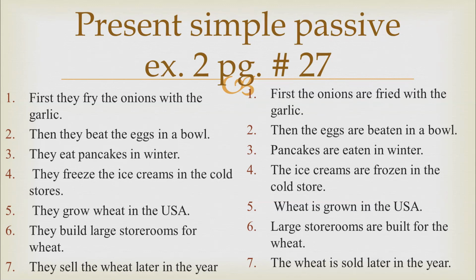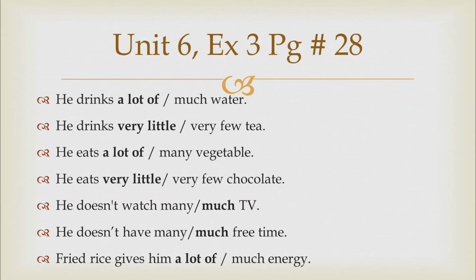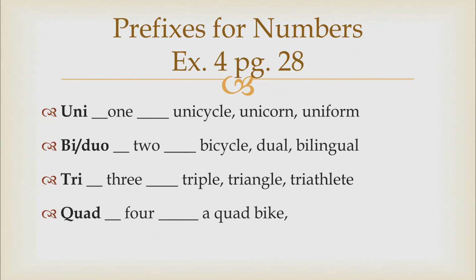These are quantities that we use with uncountable nouns. He drinks a lot of water. Uncountable liquid. A lot of water. He drinks very little tea. Uncountable, very little. He eats a lot of vegetables. He eats very little chocolate. He doesn't watch much TV. He doesn't have much free time, and fried rice gives him a lot of energy. Revise this exercise as well. Then come to exercise number 4 at page number 28.